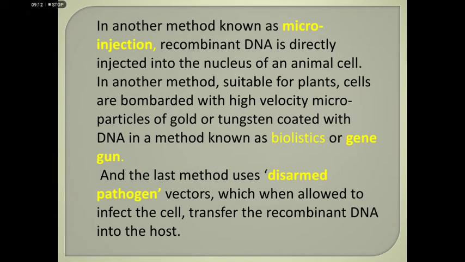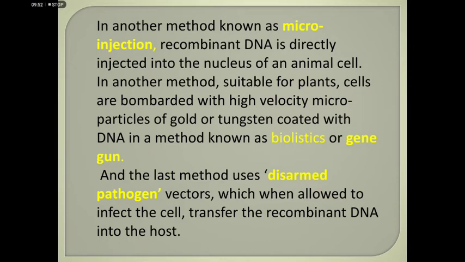Another method is known as micro-injection. This micro-injection method and the gene gun method are the recent and modern techniques. The earlier discussed heat shock method is the ancient or the first, not very modern but still recently used. In micro-injection, recombinant DNA is directly injected into the nucleus of an animal cell.